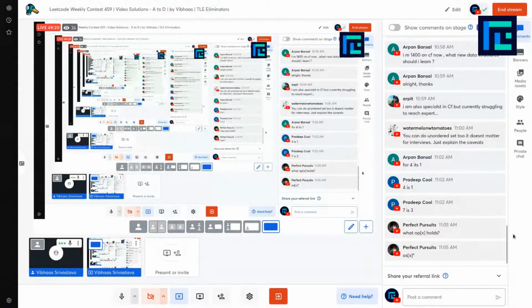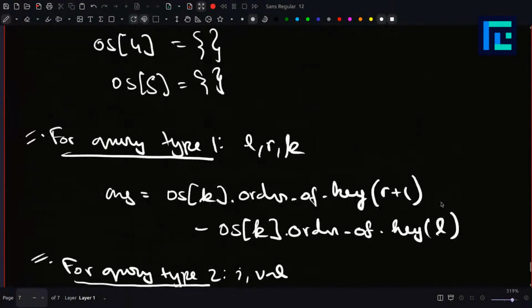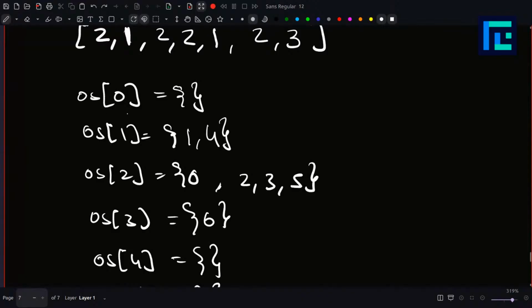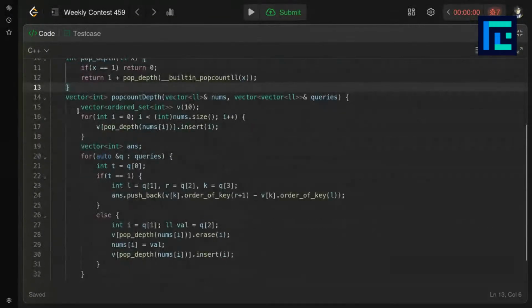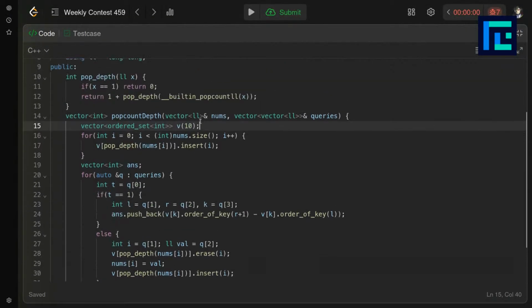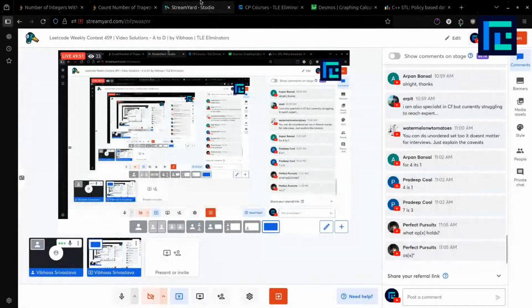Ordered set of X holds an ordered set for a specific pop count. So for each of the pop count depth, I made a different ordered set. So the way this is defined is something like this. A vector of ordered sets of size, so I don't know why I made it 10. That was just for safety, but it just needs to have a total of 6 ordered sets, from 0 to 5. So it's a vector of ordered sets, and it has an ordered set for each possible pop count depth. So that's what OS of X means.